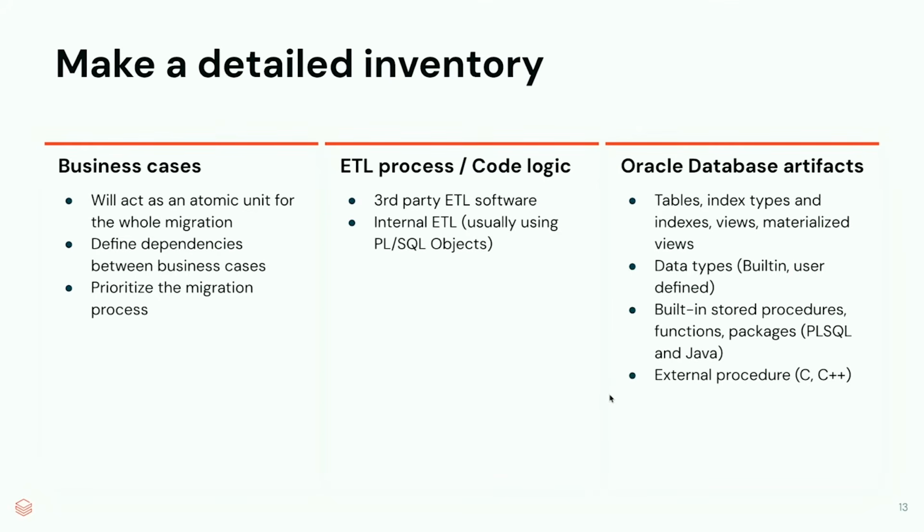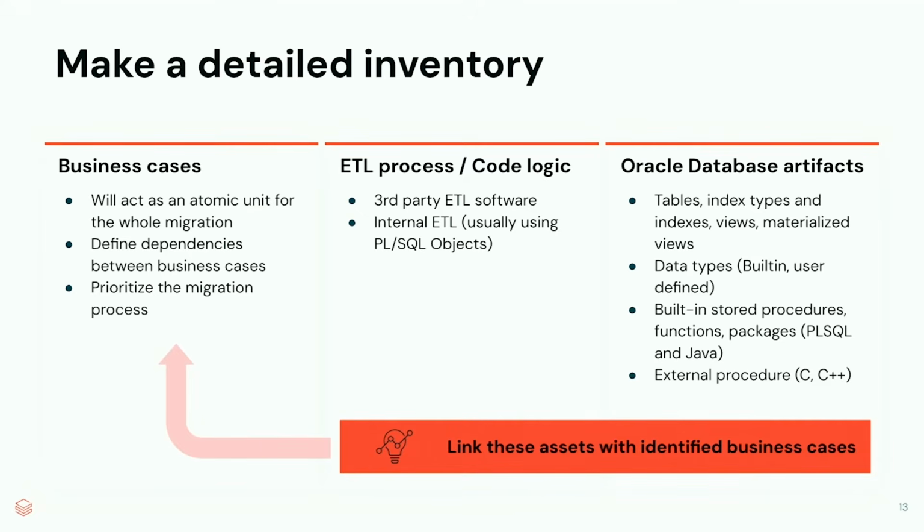And then this business case will act as the atomic unit of the whole migration. And it will also help you to define dependencies between them and then prioritize. You will be able to prioritize the migration process by migrating the first use case and then the second one and so on and so forth. But for each business case that you inventory, the other thing that you have to do is to make another inventory for each business case.